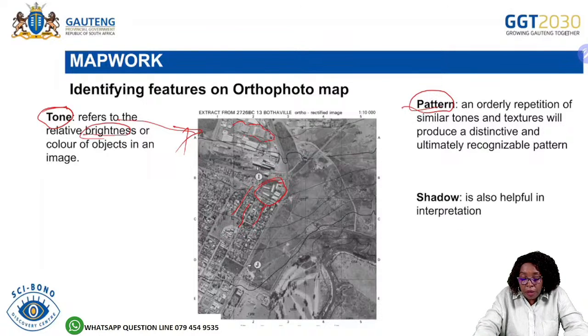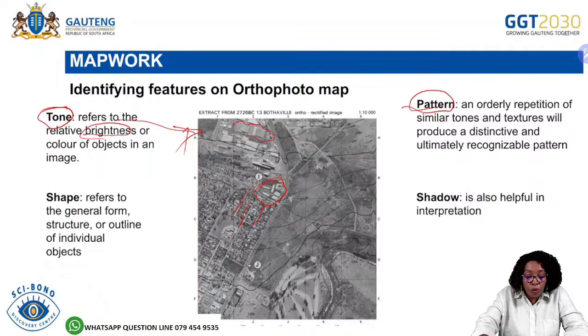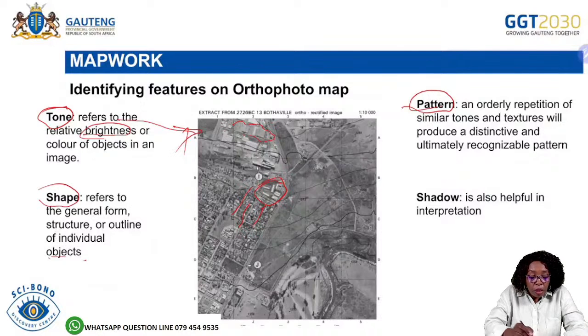Shadows, I have explained, are also helpful in the interpretation, in terms of the cast of the shadow, whether it's on the southeast or the southwest. Then lastly, on the slide rather, the shape refers to the general form, structure, or outline of an individual object. So the shape would tell you that this is a building.